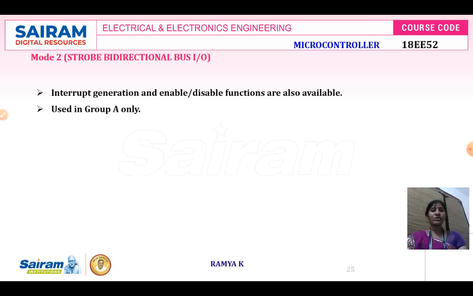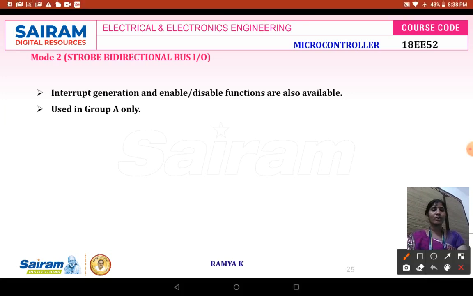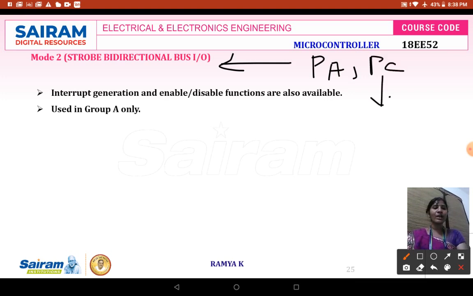Next one, it is used in group A only. Why? Because we are saying it is used in group A only. Moreover, in this strobed bidirectional IO port, as we are going to use port A and port C, the major part, 4 lines, 4 bits of upper, you are going to utilize. So we are going to have only group A control. Group B control is not utilized.